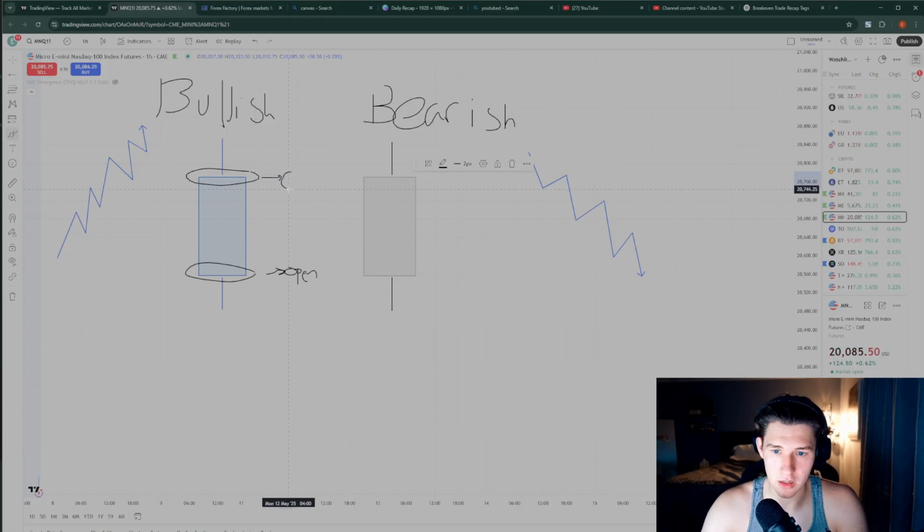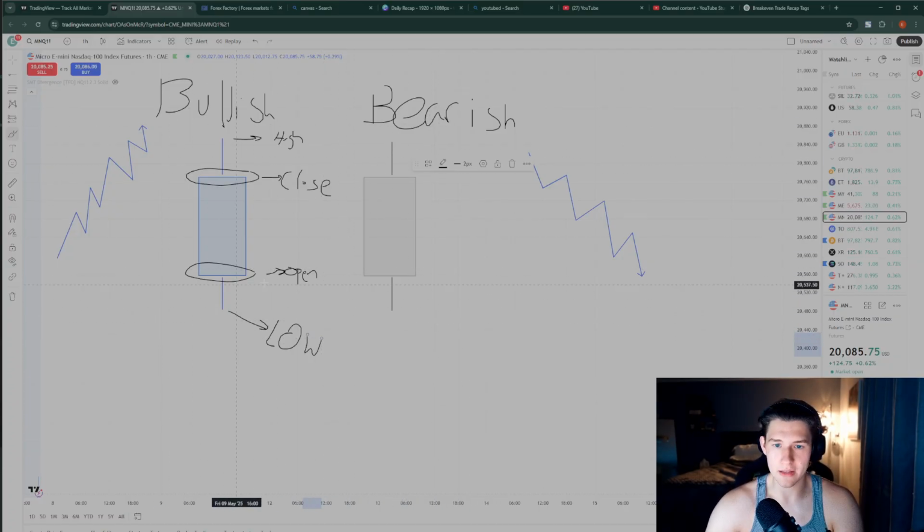So up here is going to be the close of the candle. Close. Yikes, that is some really bad writing. Close of the candle. And now what we have left here is these wicks, right? What do these wicks mean? These wicks are the highs and lows of the candle. So this is going to be the high of the candle, and this will be the low of the candle. Low of candle, right? So that's all you need to know for the bullish candle itself.